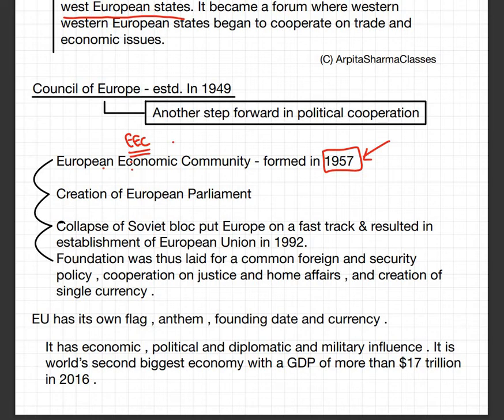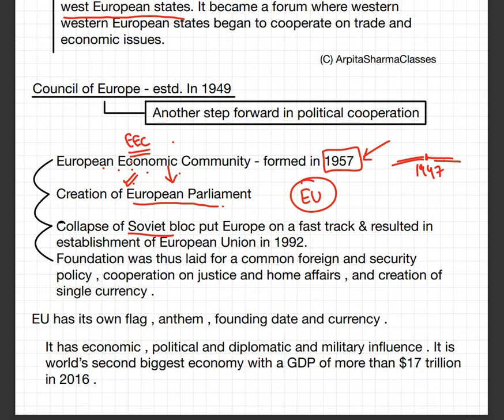How can you remember it? You can remember it this way: 10 years after India's independence, the European Economic Community was formed. 10 years after independence was 1957. Independence came in 47, and the EEC was established in 57. That is how you have to create a single parameter through which you can remember the timelines. Okay, take a single parameter, 1947, and then you have to remember the establishment years before and after it. And this European Economic Community led to the establishment and creation of the European Parliament.